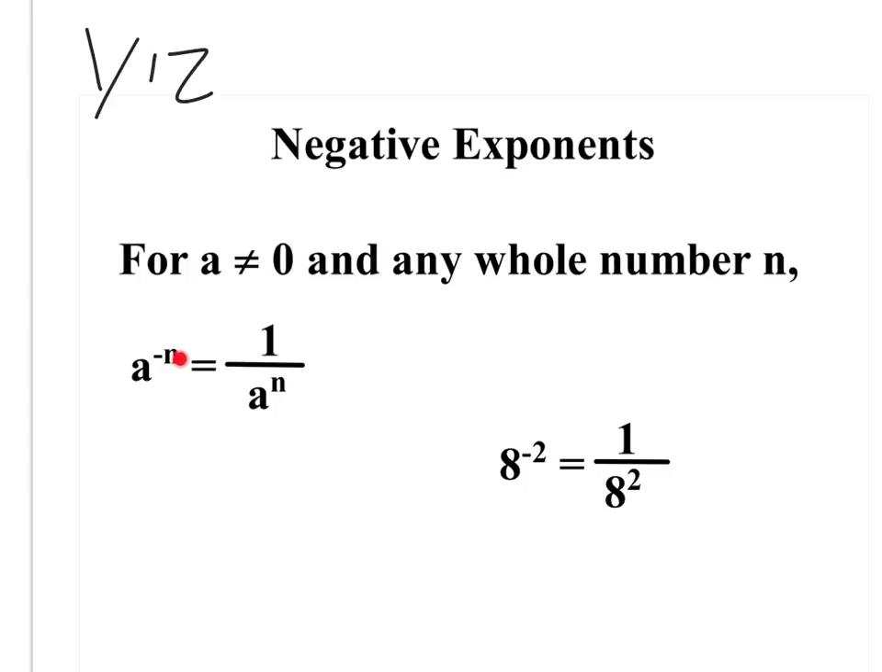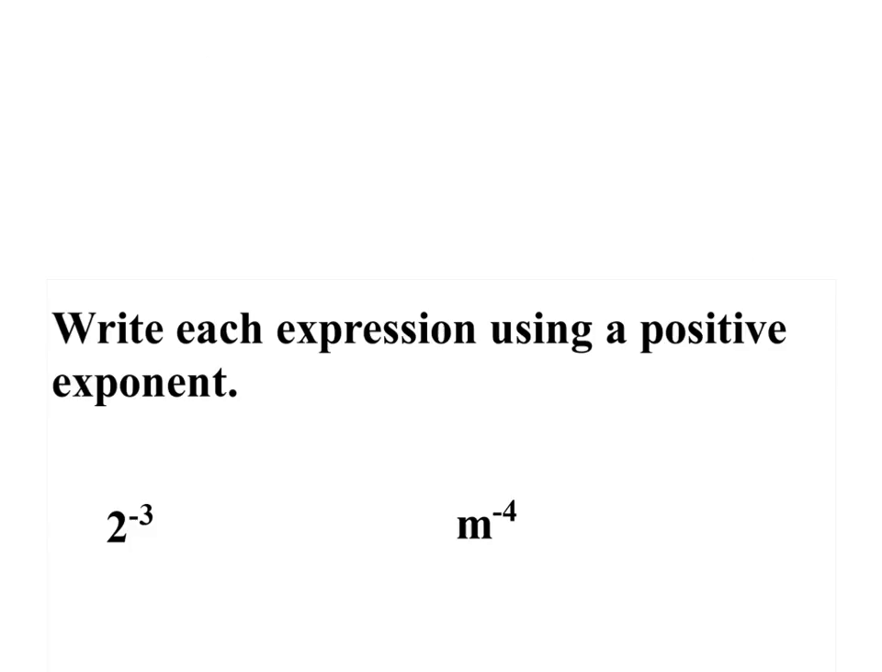Any number that's been raised to a negative exponent, if I want to get rid of the negative exponent, I put it on the bottom. And here's the example. 8 to the negative 2 power. If I want to get rid of the negative exponent, I just make it a fraction and make it 1 over 8 squared. And that's all I do. So write these down.